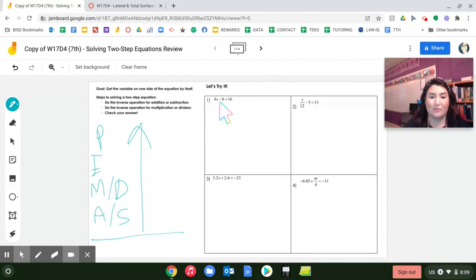So in this first example, we have 4x minus 8 equals 16. We want to start on the side where the variable is. Let's see what has been done to x. 4 has been multiplied by x, and 8 has been subtracted from x. So if we're going in reverse order, we want to undo that subtraction first. What is the opposite of subtraction? It is addition. So what we want to do is add 8.